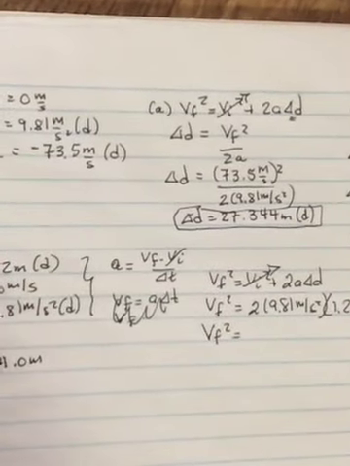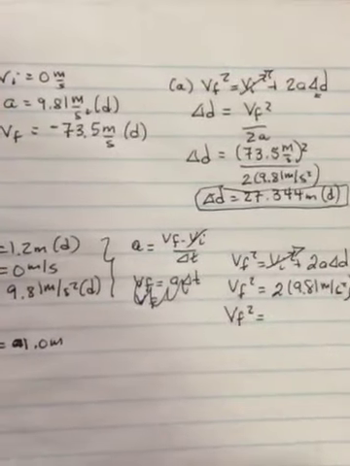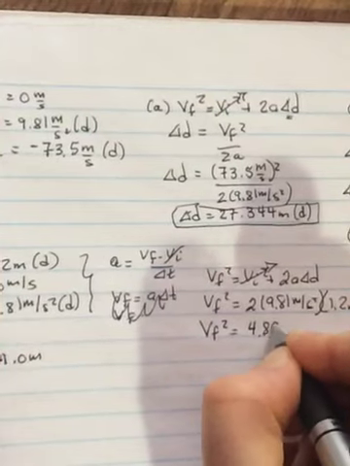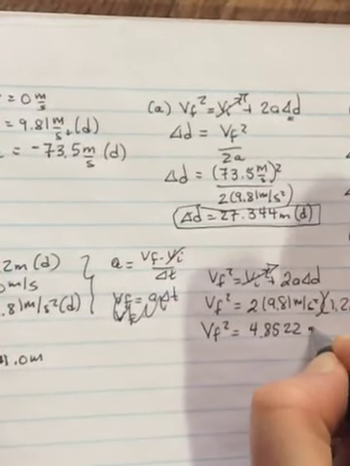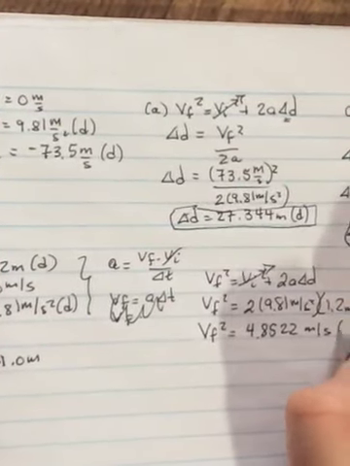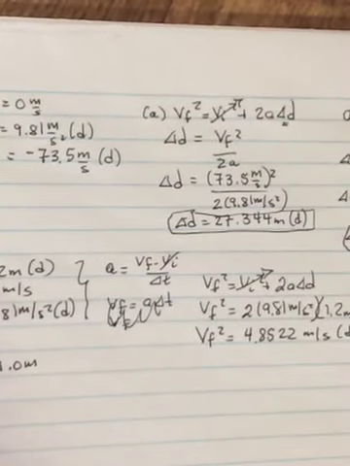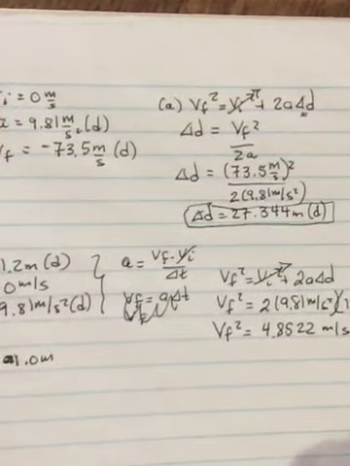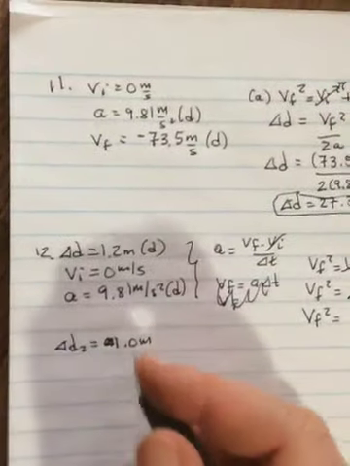Take the square root, and you get 4.8522 meters per second. And again, that will be down. Part B, what velocity does it leave the ground? With what velocity does it leave the ground?